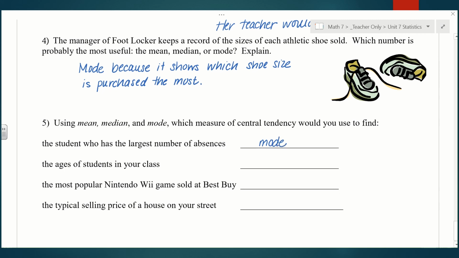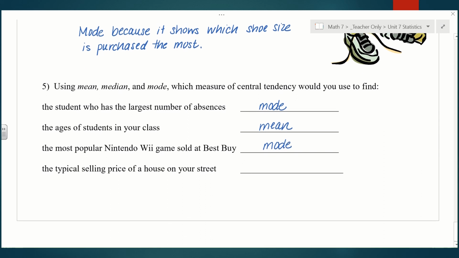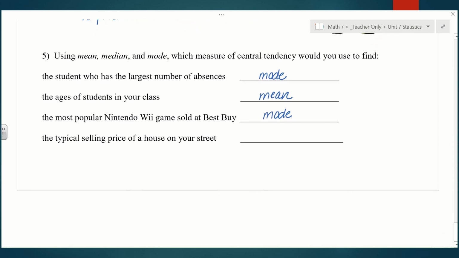The ages of the students in our class. Typically everybody's pretty close to the same age, right? Off by maybe a year or two here or there. And so it seems to make the most sense to find the average of the ages, or the mean. The most popular Nintendo Wii game sold at Best Buy. Okay, as soon as you see most popular, that's going to be the mode, kind of like the shoe size thing, right? Which game is flying off the shelves the most?